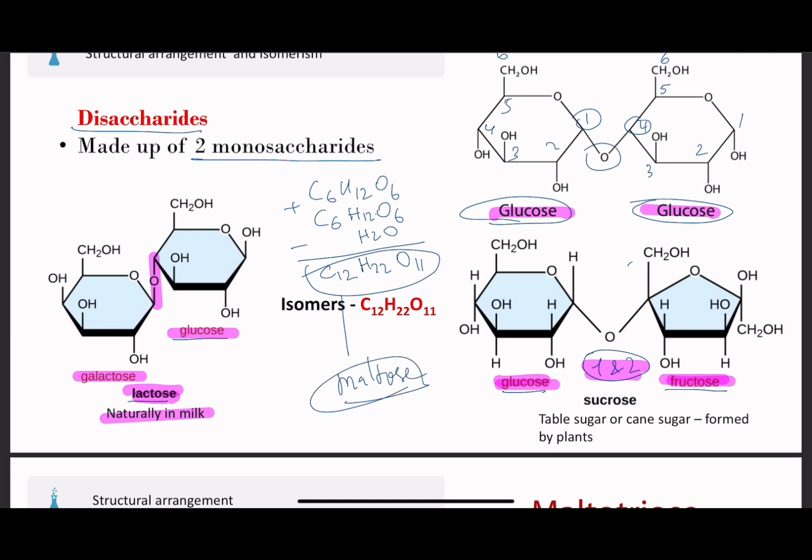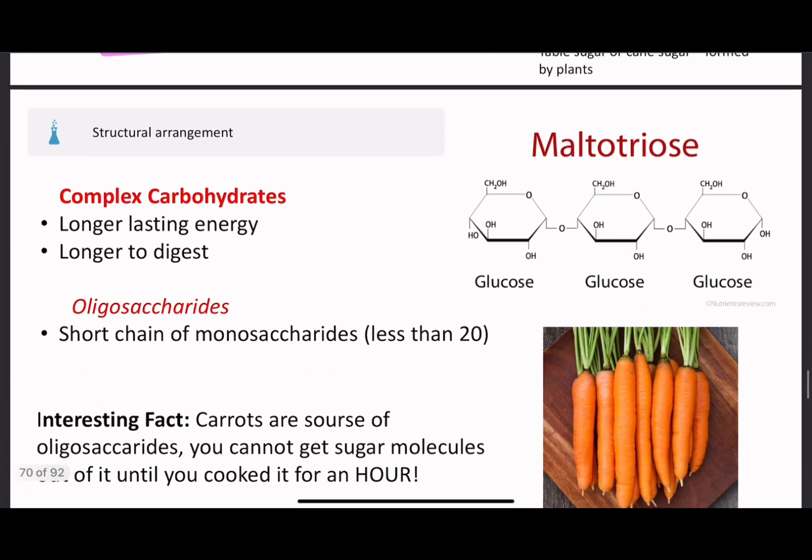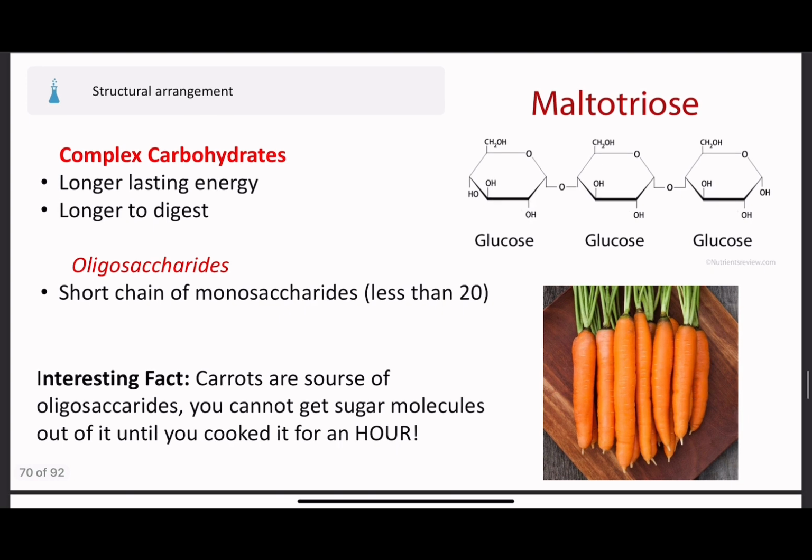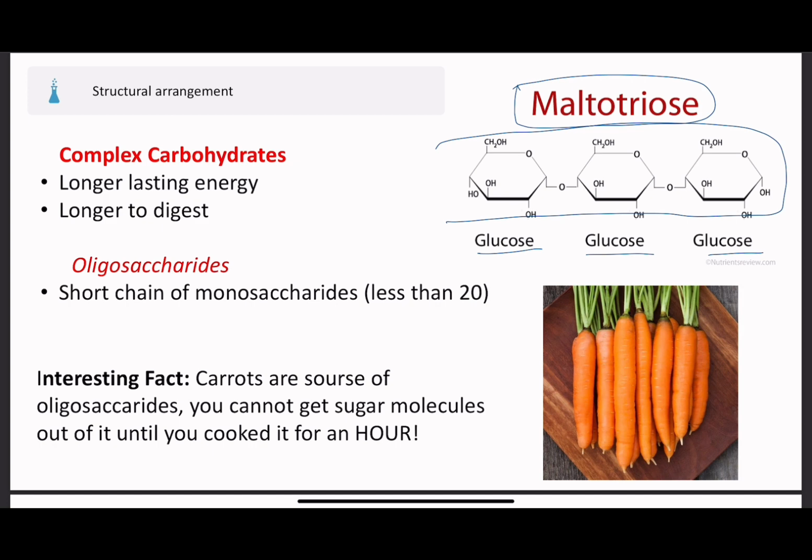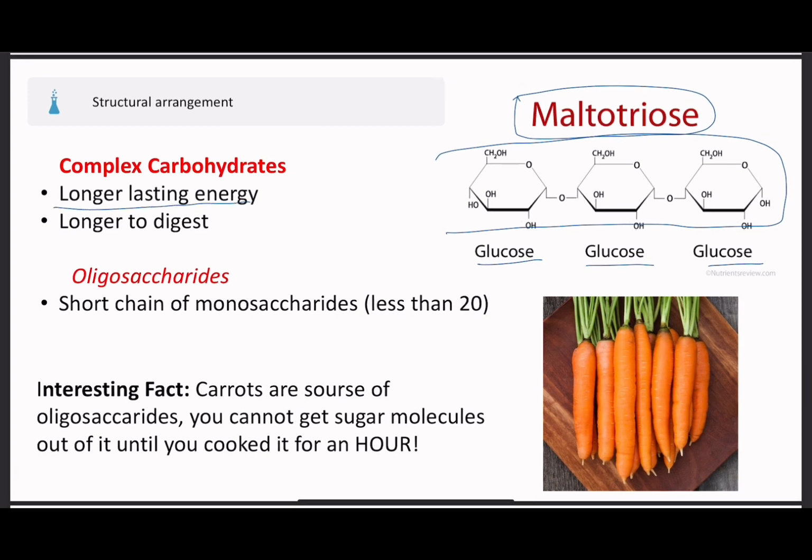Okay, maltose. Now, we can have a triose too. You see, if we can add another glucose to it, so glucose, glucose, glucose, it gives you maltotriose. Now, the more complex the structure gets, the longer the chain gets, it becomes harder to digest it, okay?